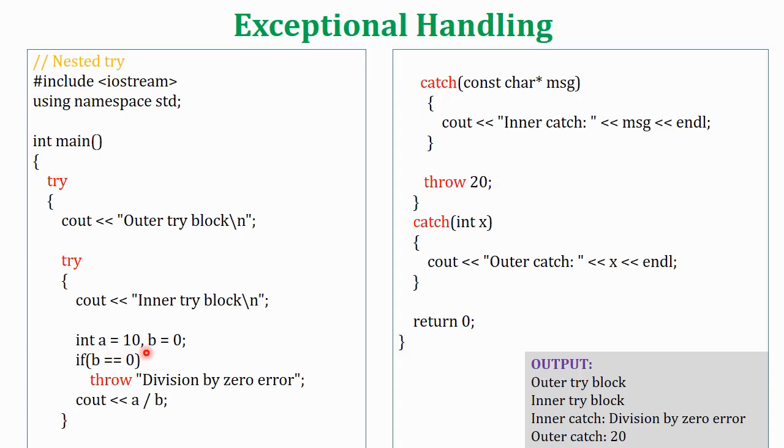For example, int a equals 10, b equals 0, and we are verifying the b value. If b is not 0, it will do the operation a divided by b. Suppose the b value equals 0, then it will throw the message division by 0 error. The corresponding catch will receive the message, then show it here. Again, one more throw is there in the outer block, throw 20, and the corresponding catch, which belongs to integer, will receive it and show the value.